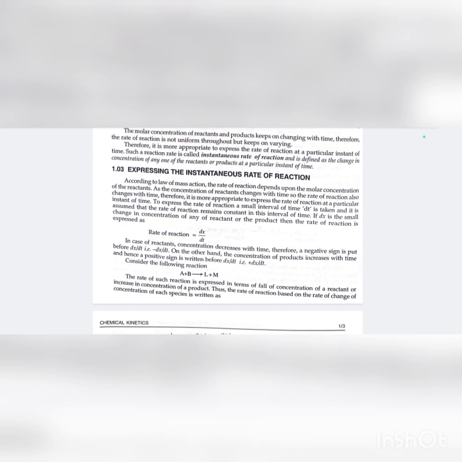If dx is the small change in the concentration of any one of the reactants or the products, then the rate of reaction is expressed as rate of reaction is equal to dx by dt. In case of reactants, concentration decreases with time, therefore a negative sign is put before dx by dt, that is minus dx by dt.